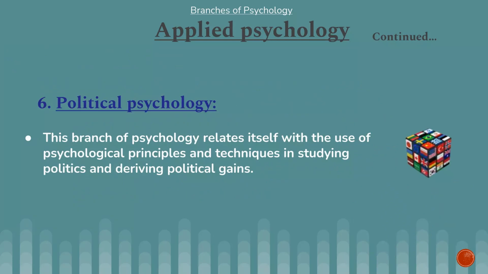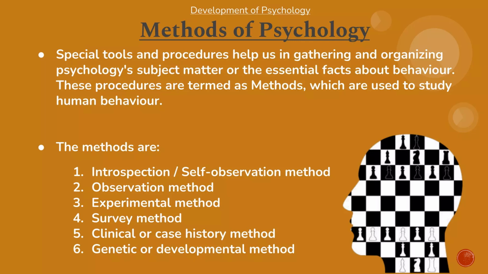Similarly, political psychology, you may have heard about political science. So this is political psychology, which relates itself with the use of psychological principles and techniques in studying politics and deriving political gains. So these were the branches of psychology.